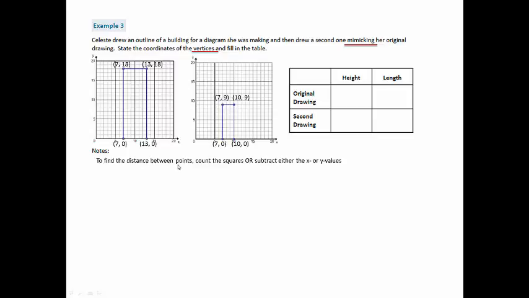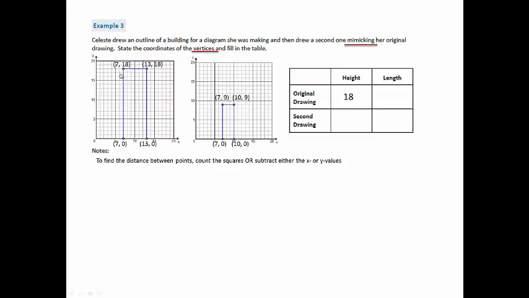Now I need to find the distance between the points. I can either count the squares, or I can subtract either the x or y values, whichever set is different. So in order to find the height of my original drawing, my x values are the same, so I'm going to subtract my y values. 18 minus 0 is 18, so the height of this drawing is 18.